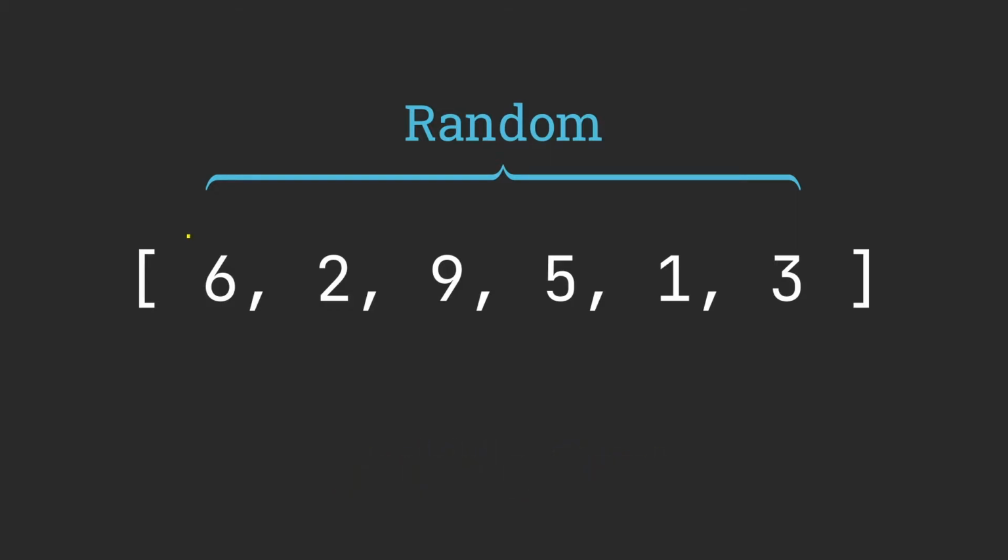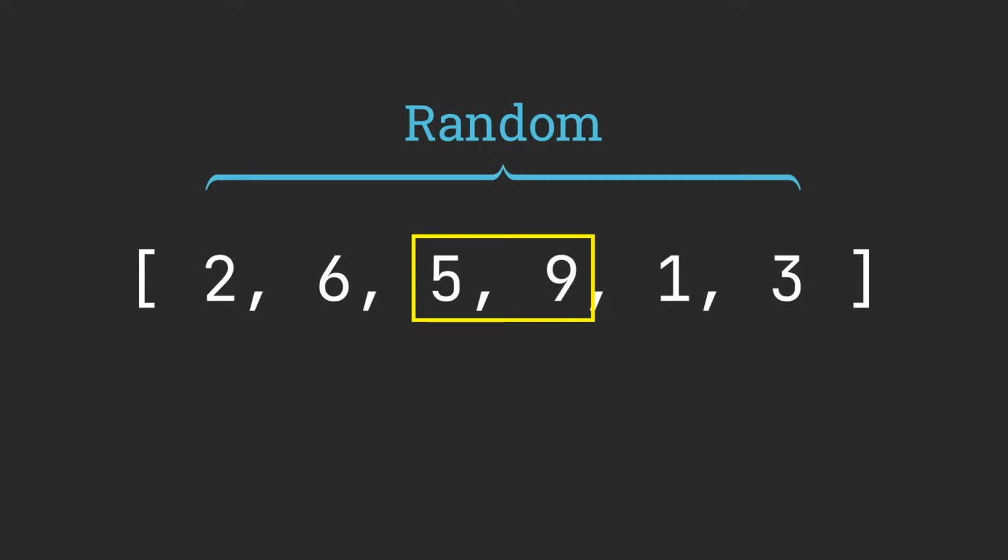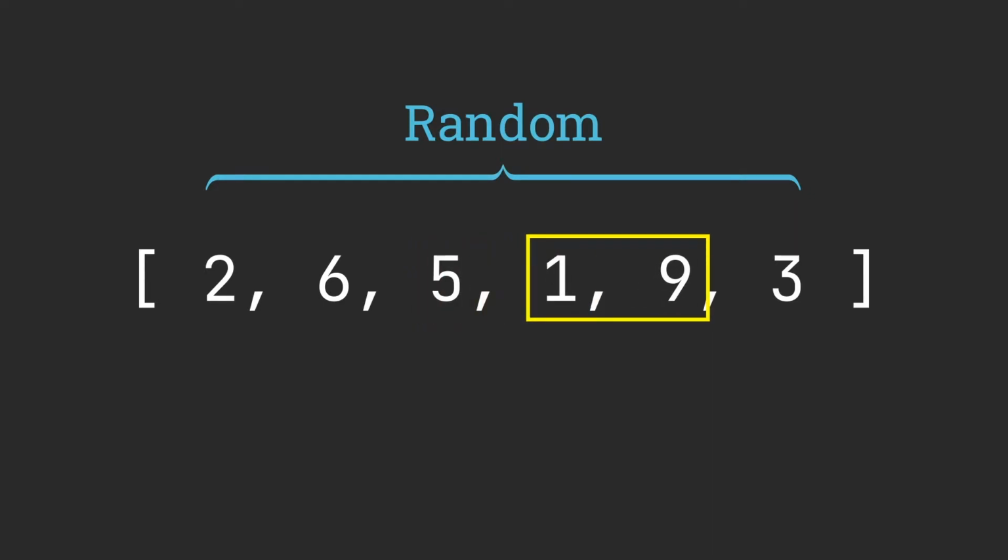We start by looking at the first two numbers and we can see that they are not in the right order. 2 should come before 6, so we need to swap them. We then move along and look at the next pair of numbers. This time they're in the correct order, so we don't swap, we just move along again. Now 5 should come before 9, so we swap. And we just continue in that fashion. For each pair we swap if necessary, until we reach the end of the list.